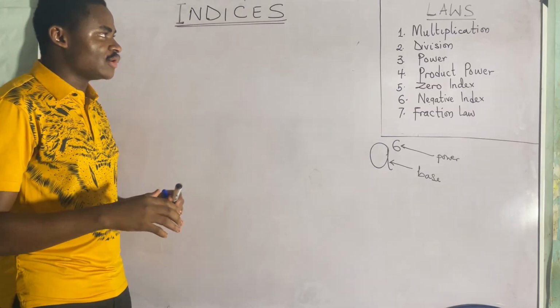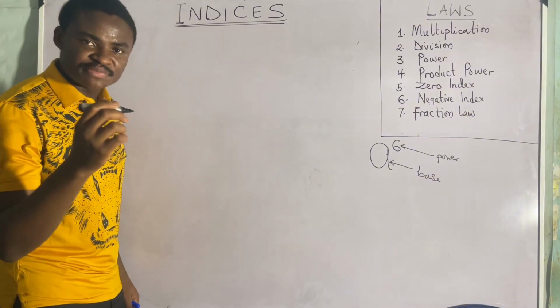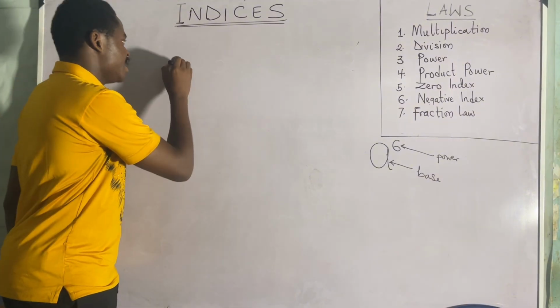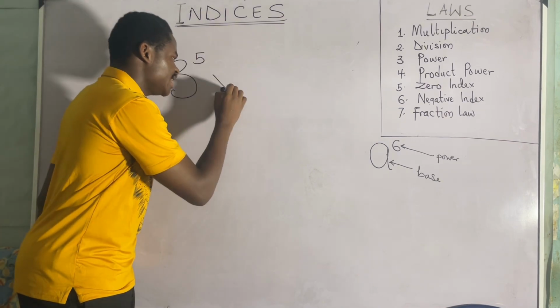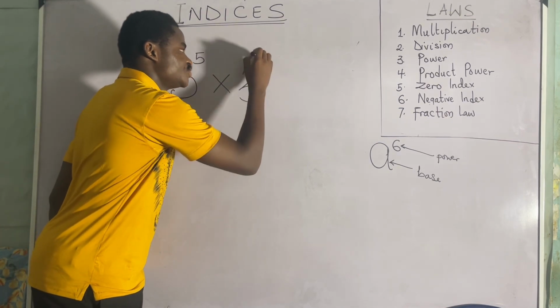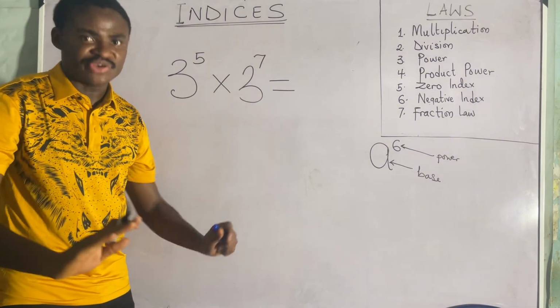Let me begin with the laws. The first law is the multiplication law. What does the multiplication law say? Now watch something. If I give you a question that says 3 to the 5 times 3 to the 7, what would be the answer to this question? It's very basic.